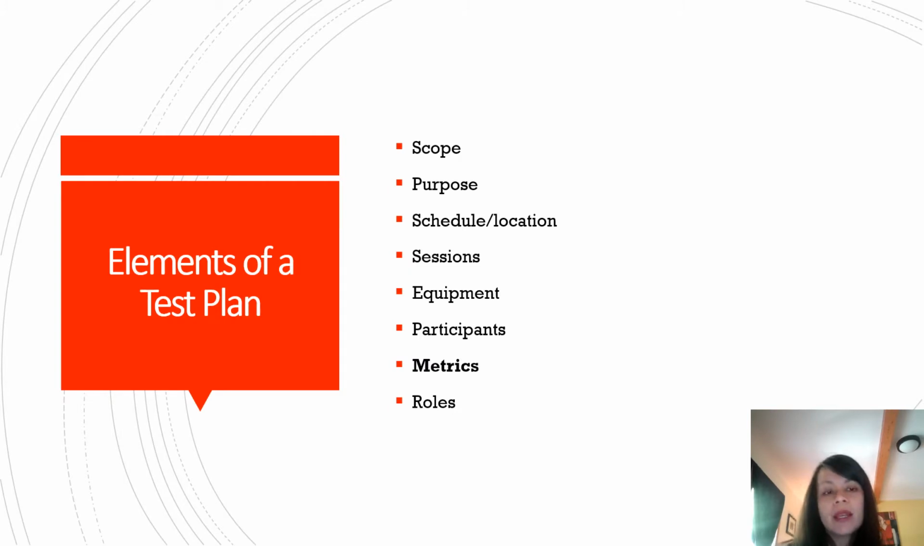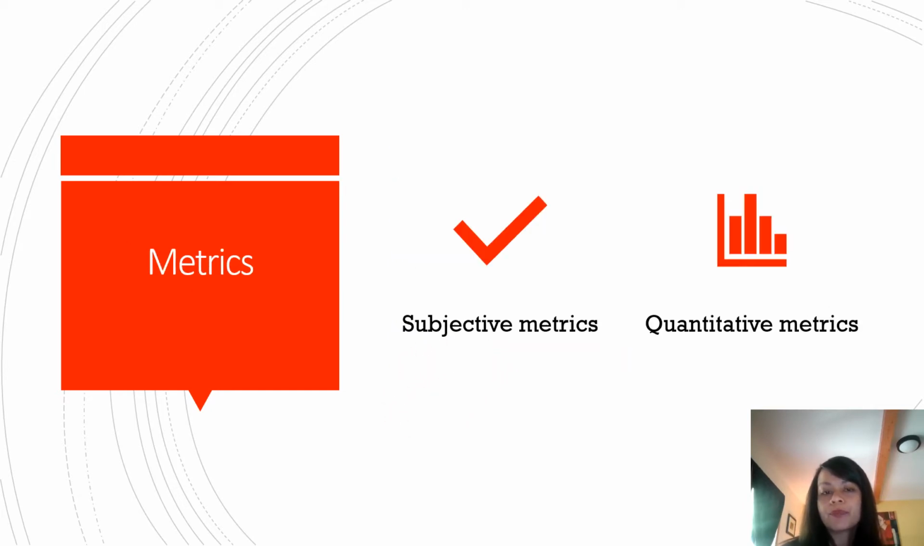Okay, so the elements of the test plan is then to have a scope. What are you testing for? Purpose. Why are you testing? What are you trying to find out? A schedule and location, when and where. The sessions, how long they're going to be, how they're going to take place. Equipment, what are you going to use? Participants, who is going to be your participants, metrics, and roles. So I'll talk about metrics in more detail and roles as well.